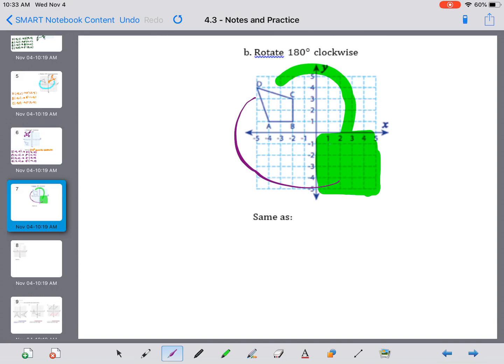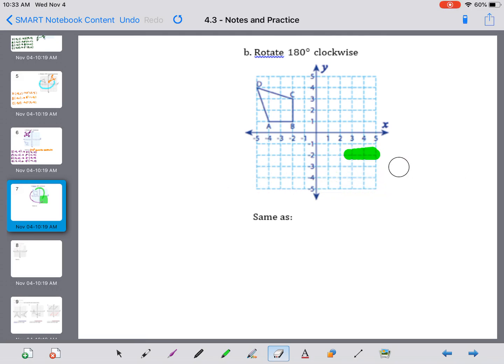Well, that's a 180 degree rotation. Okay? 180, it doesn't matter whether you're going clockwise or counterclockwise, it's the same. You're still jumping 2 quadrants. So 180 clockwise is the same as 180 counterclockwise. Whether it's counter or clockwise, you're just doing a 180 degree rotation.